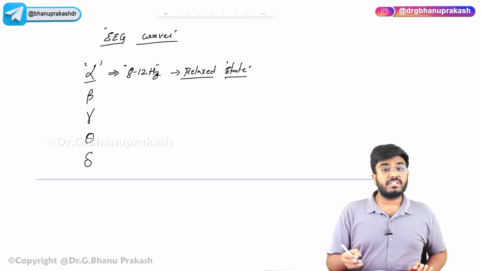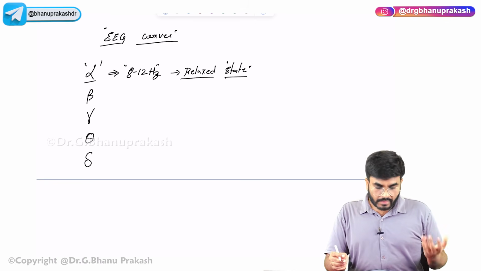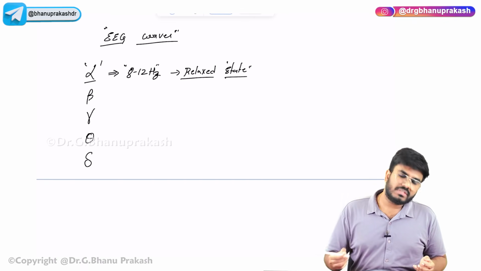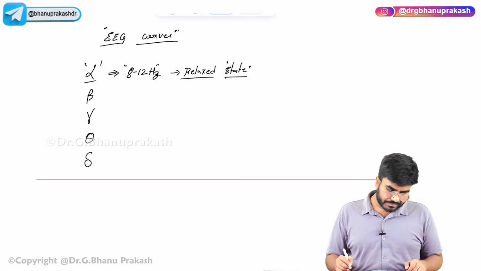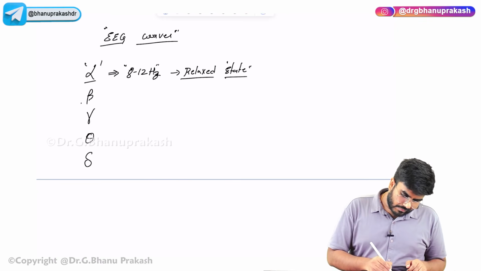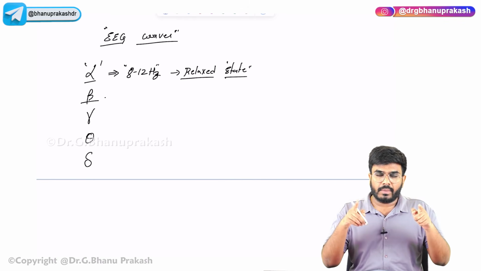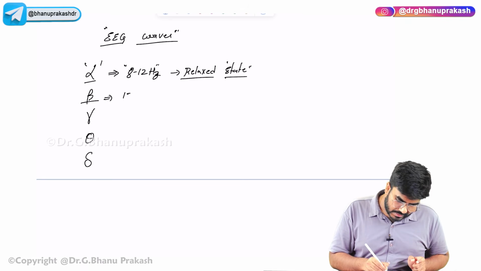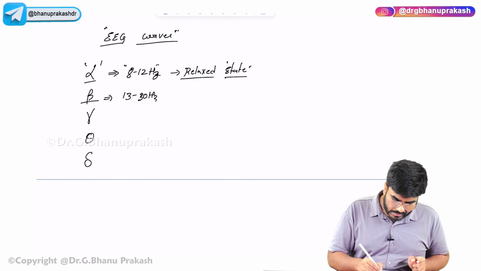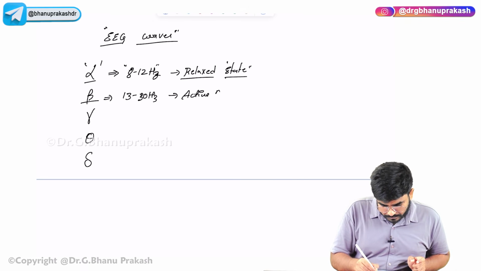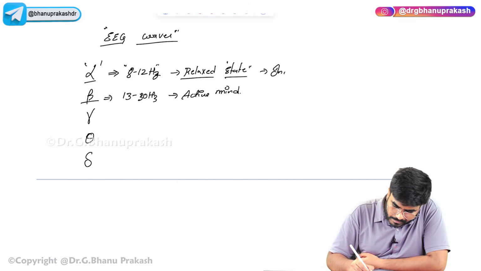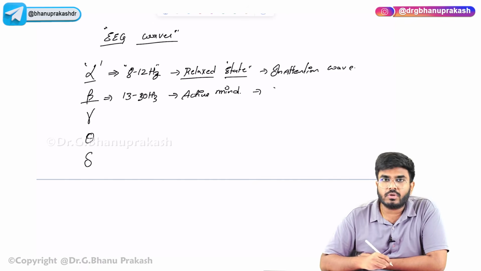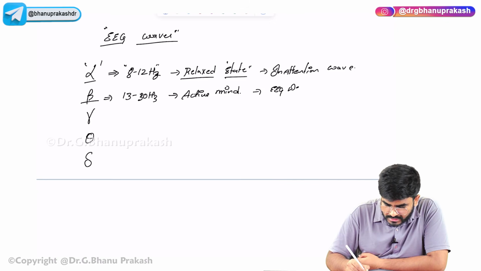These were the first waves recorded by Hans Berger, the one who recorded EEG waves for the first time. The first waves recorded were the alpha waves, which is why they are called Berger waves. Next, beta waves. Right now my mind is active. So beta waves have a frequency of 13 to 30 hertz and are seen in an active mind. Alpha waves are also called inattention waves. The beta waves are also called EEG desynchronization waves.